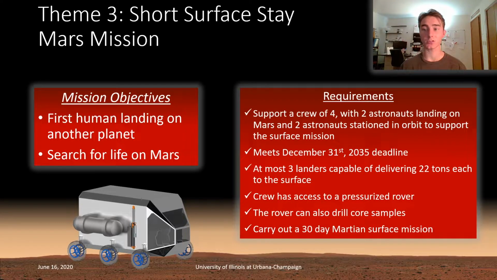In a few cases, SHIELD even exceeds the base requirements. The crew leaves Earth in April 2033 instead of sometime in 2035 to take advantage of a lower delta-V requirement than most transfer windows. Additionally, SHIELD only needs 2 landers as opposed to the 3 landers allowed by the requirement.